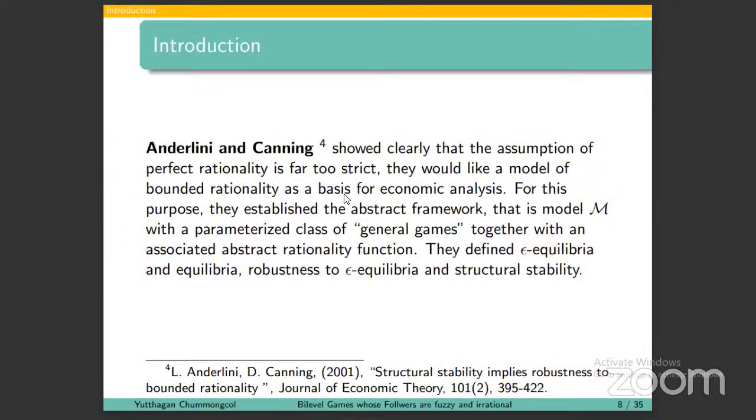Next, the assumption of perfect rationality that underlies most economic models is far too stiff. Anderlini and Canning showed clearly that the assumption of perfect rationality is far too stiff. They would like a model of bounded rationality as the basis for economic analysis. For this purpose, they established an abstract framework, that is, a model M with a parameter class of general games together with an abstract rationality function, and they defined epsilon equilibria, robustness to epsilon equilibria, and structural stability.